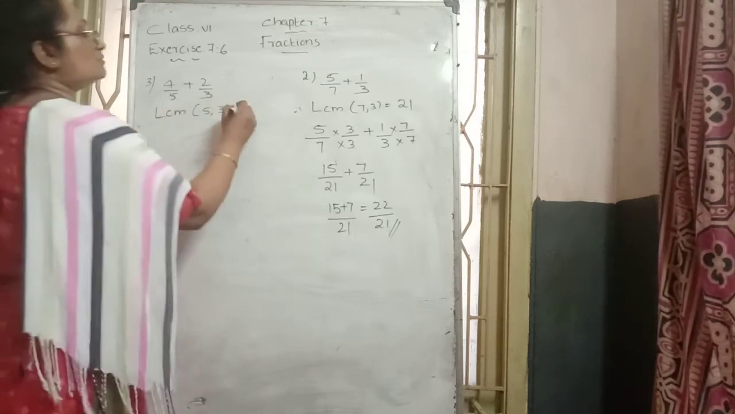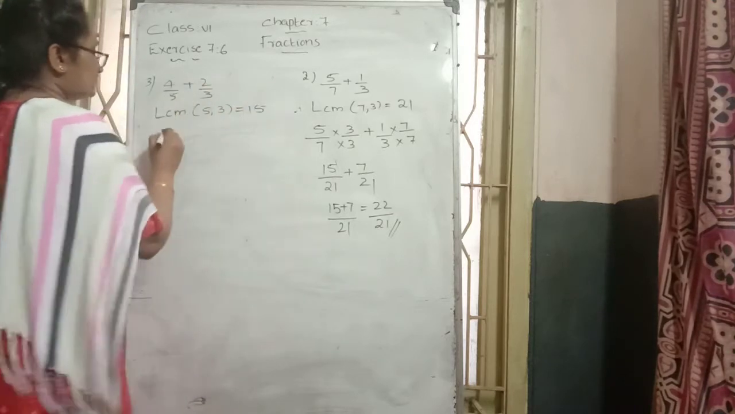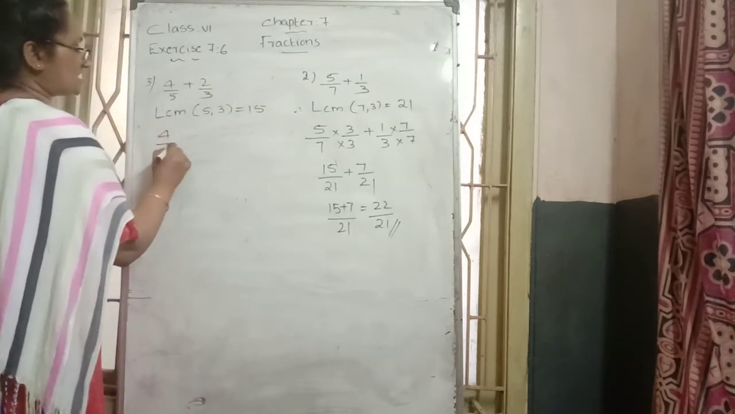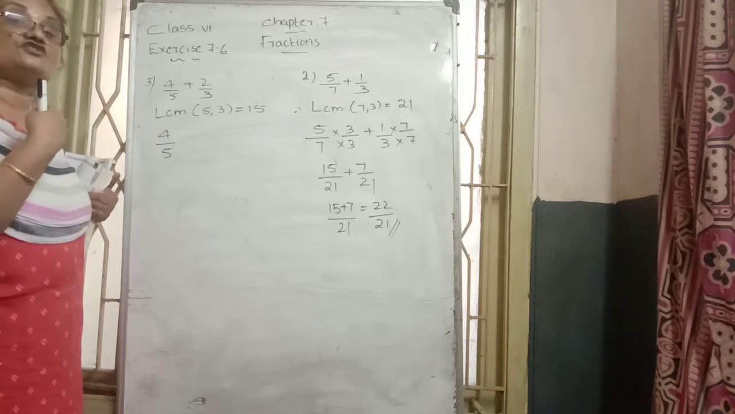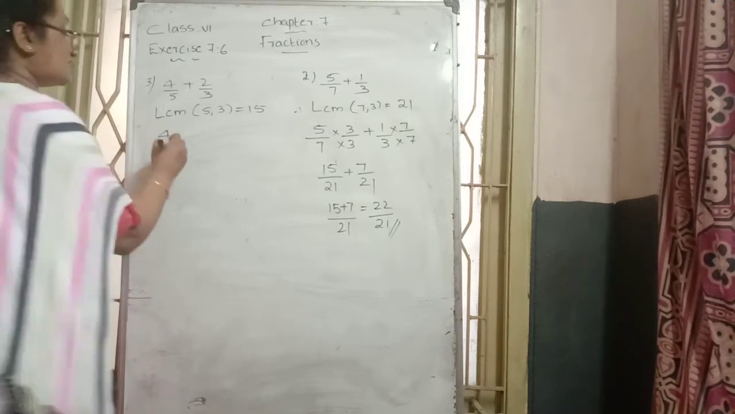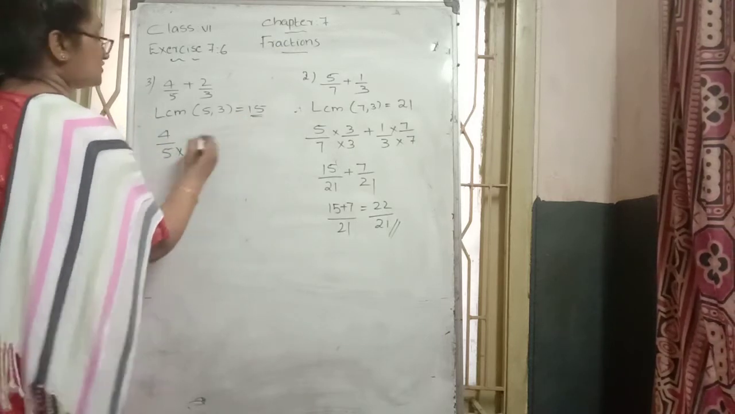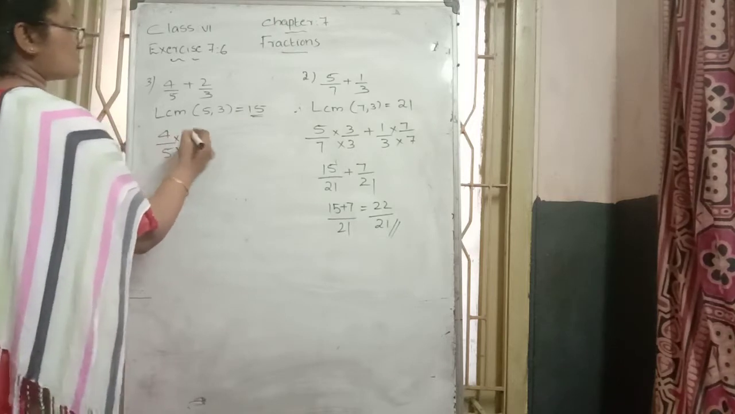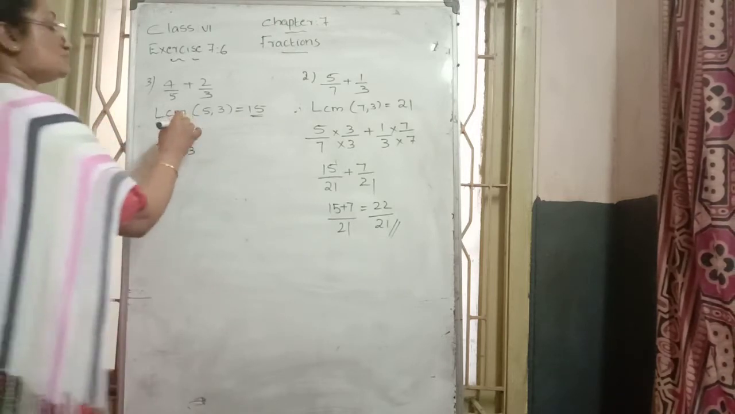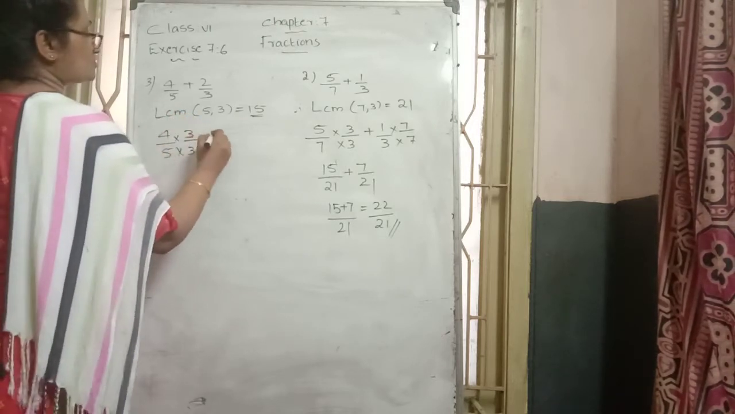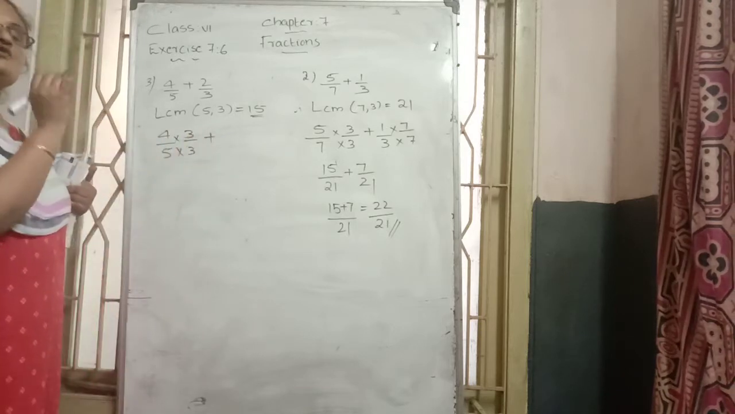5 times 3 is 15. Then take the first fraction, 4/5. Thinking of the 5 table, we get to 15: 5 times 3 is 15. Why? Because the LCM is 15. Same as before, any change made in the denominator, the same change is made in the numerator also. So multiply the numerator by 3.